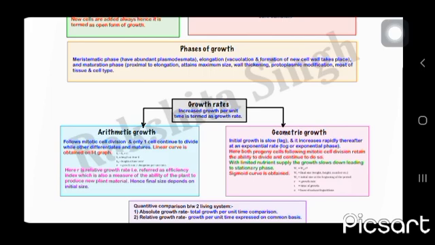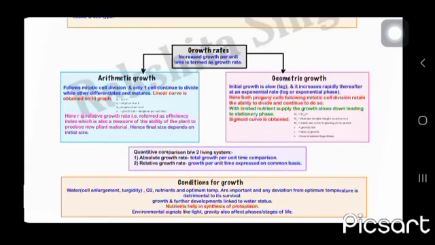Growth rate: increased growth per unit time is termed as growth rate. It is divided into two: arithmetic or geometric growth. Arithmetic growth follows mitotic cell division, and only one cell continues to divide while the other differentiates and matures. A linear curve is observed on the growth-time graph, whereas in geometric growth, initial growth is slow and it increases rapidly thereafter at an exponential rate. Here, both progeny cells following mitotic cell division retain the ability to divide and continue to do so. And here, a sigmoid curve is obtained.